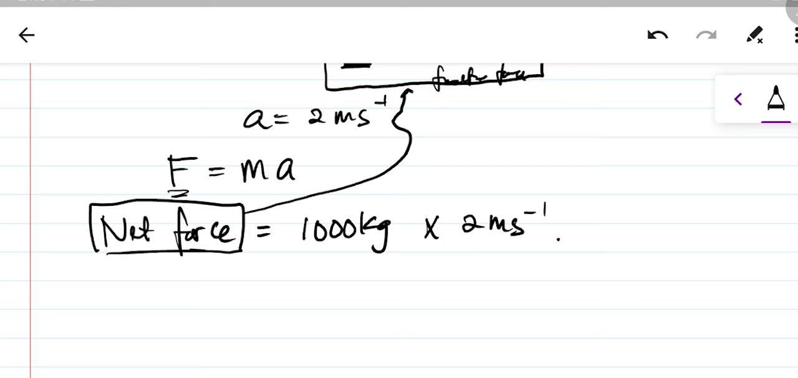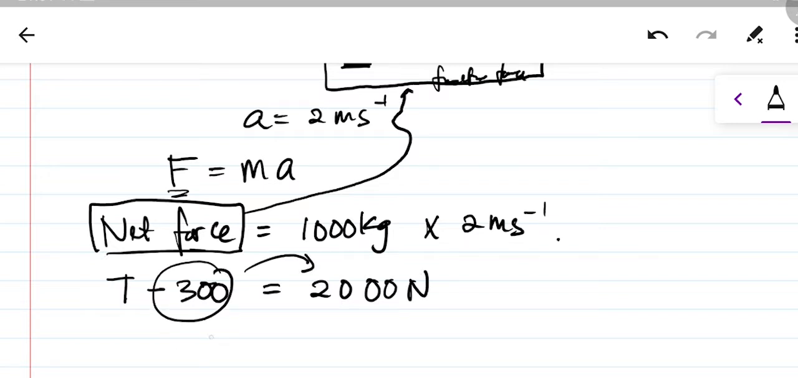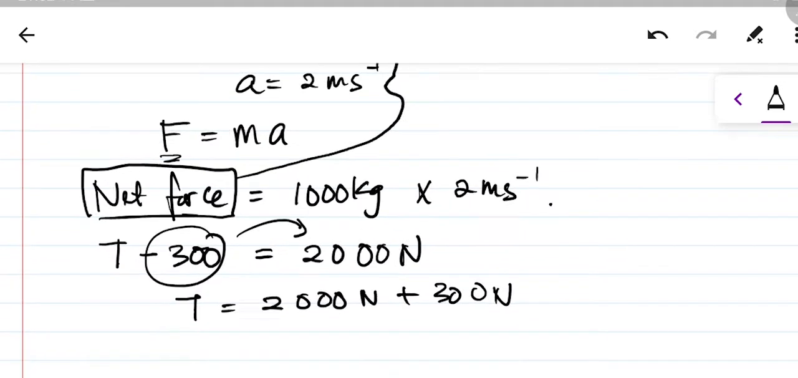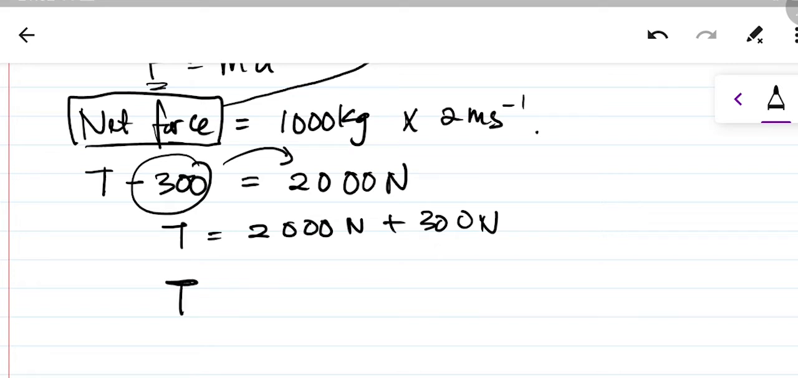So we substitute in T minus 300 equals 2000 Newton. We bring this to that side and get T equals 2000 plus 300 Newton. So for the caravan side, we get 2300 Newton. If we consider the side of the car, we should get the same value.